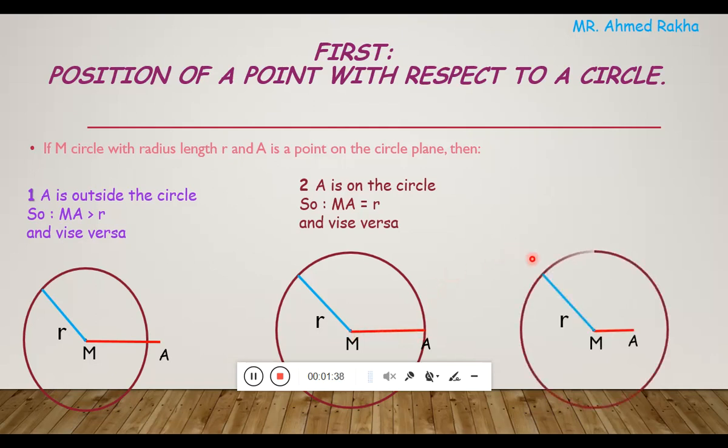In this situation, A becomes inside the circle. A is inside the circle. In this situation, we'll find the length of MA less than the length of the radius. If the radius equals 7, then the length of MA will be less than 7. It may be 6, maybe 5, maybe 4, maybe 3.